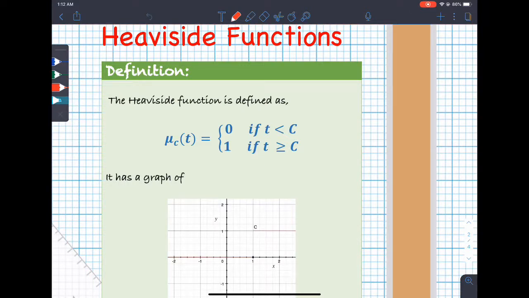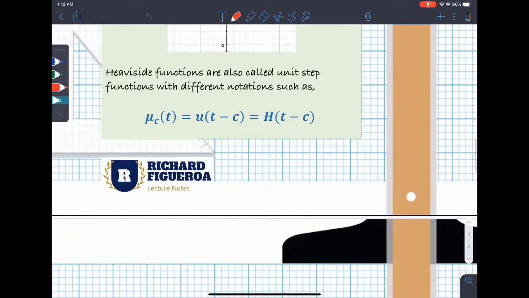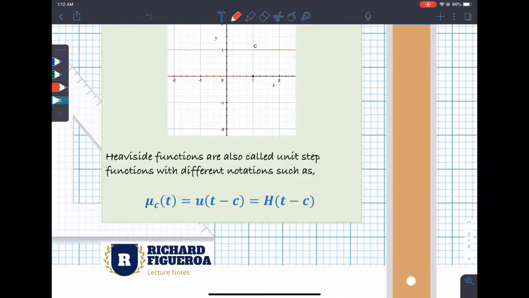It is 0 if t is less than c, and it is equal to 1 if t is greater than or equal to c. So c here is the unit step, where it will be shifted to another value. By the way, a Heaviside function could be multiplied with another function, so that we have a different value for a different period of time.